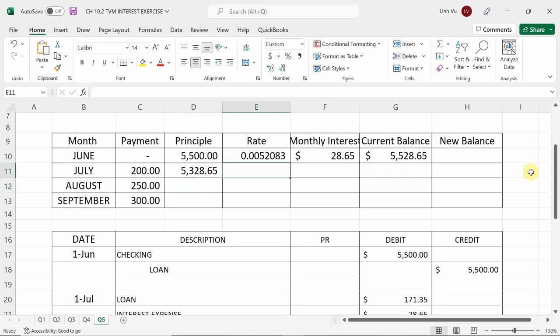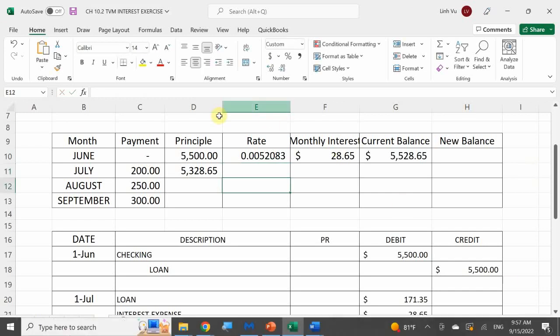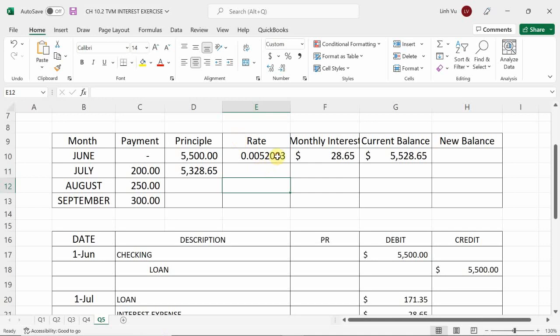So what happens next? I need to know how much interest I'm going to be racking up for the month of July. So, month of July, what's my interest rate going to be? Okay. Is it going to be the same? Correct. It is going to be the same because, like I said, we took that 6.25% and divided by 12, right? So therefore, this formula will stay the same.